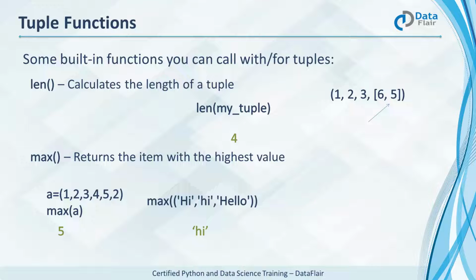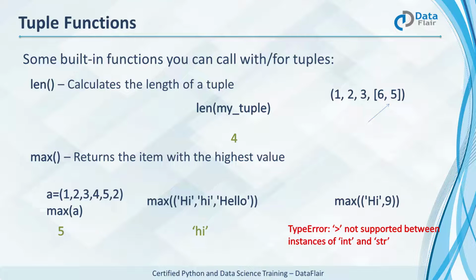This is the string high with a small h because that has the highest ASCII value here compared to capital H. And it isn't possible to compare values of incompatible types like strings and integers. If you asked for the greatest value in this tuple, it would say it cannot compare them because we also have a list in here.